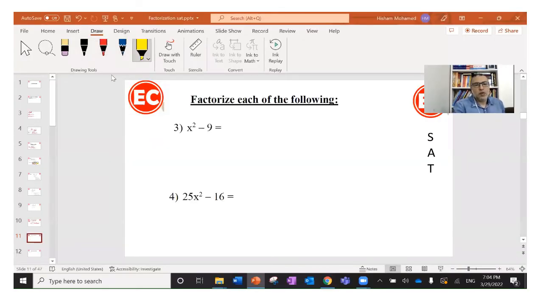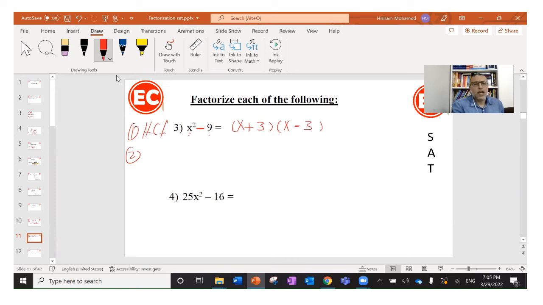For question number 3, the first step I'm going to write is looking for the highest common factor. X squared and 9, there is no highest common factor. So second thing, I'm going to count the number of terms. There are 2 terms and the sign between them is minus. So it's a difference of 2 squares. One of them is plus and the other one is negative. So x and x, 3 and 3.